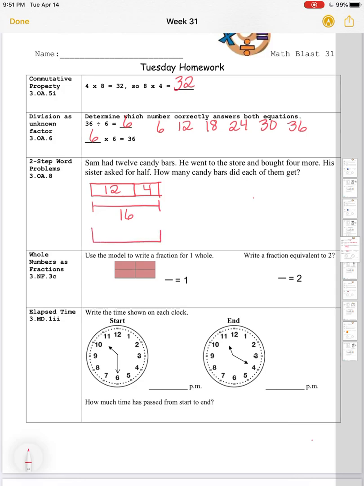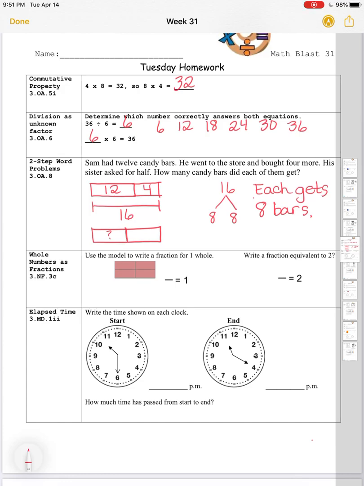Now, if his sister asked for half, we're going to take the 16, the total here, and we're going to break that into 2 parts. How much does each person get? So one group of that would be taking my 16, and I want to equally share that into 2 groups, 8 and 8. So I'm going to state each gets 8 bars.